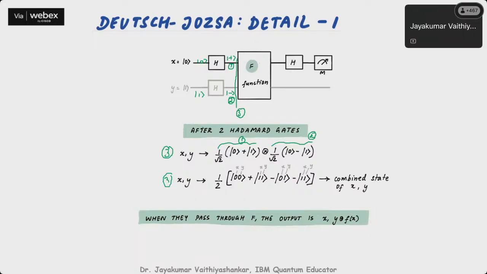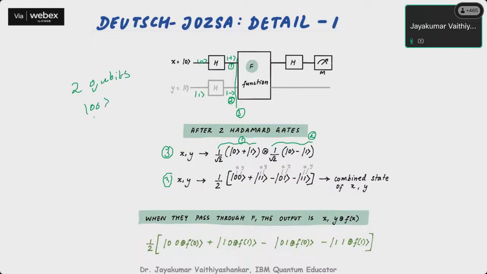So this combined state will go through your function, and what is happening? It will happen for different combinations. So it is 1 by root 2 multiplied with all these combination states. What are the four possible combinations for 2 qubits? State 00, state 01, state 10, and state 11. These are the 4 possible combinations for 2 qubits. You can notice over here.